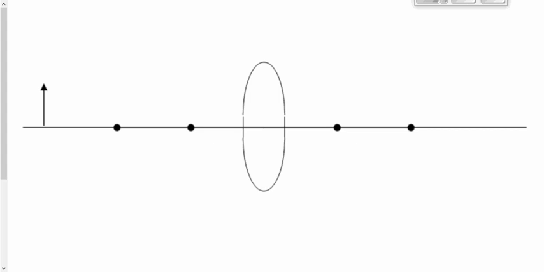Once again, remember that this is F, this is 2F, this is F, and this is 2F, as spacers. This time our object distance, which is the distance from the object to the optical center, is greater than 2F. It doesn't matter exactly how much greater than 2F, because the image is going to look pretty much the same no matter where I put the object, as long as it's at a distance bigger than 2F. If I put it smaller than 2F, the image is going to look different. But anywhere out there beyond 2F, it's going to look the same.